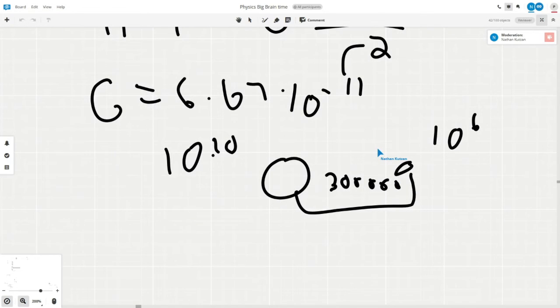I messed up the numbers. It's still a little low. We're just doing 300,000 meters. We're done. Okay.